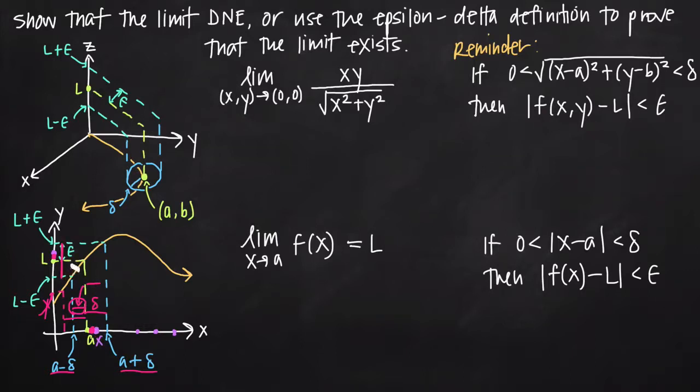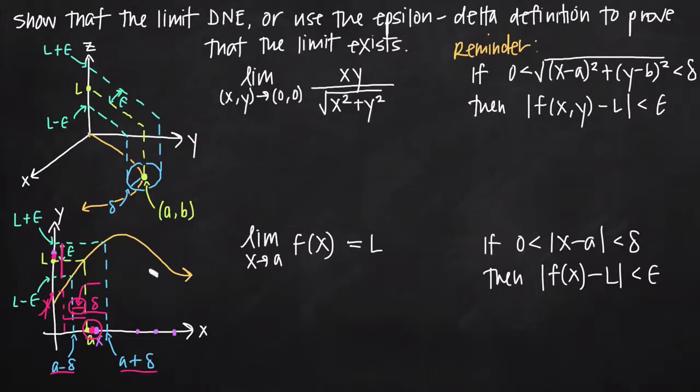distance away from L. And we know that as we decrease the delta distance, as we move in closer and closer to A, which we looked at right here, then we're going to move in closer and closer to L. So that's the precise definition of the limit for a single variable function. But what about for a multivariable function? Well, we're just going to take everything that we learned here and transpose it onto a three-dimensional coordinate system.